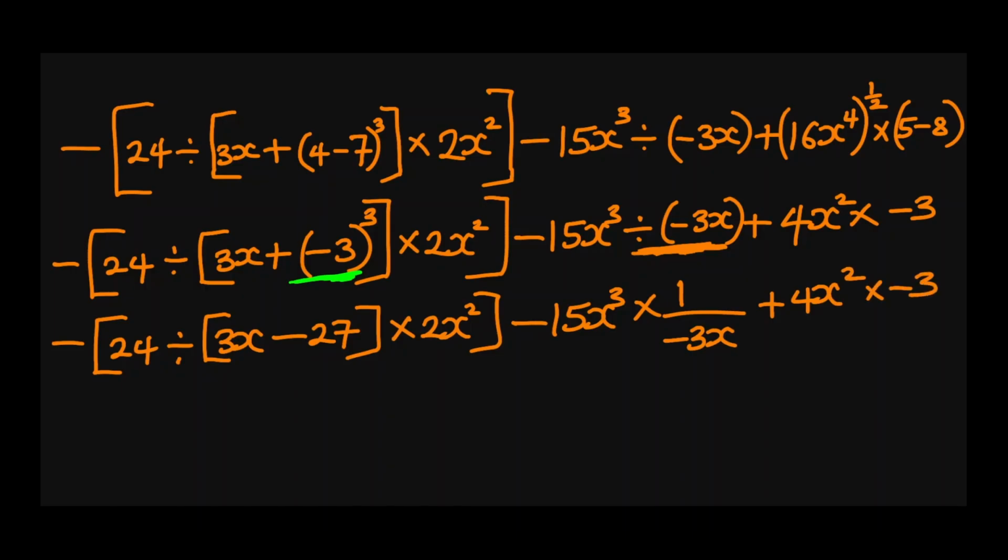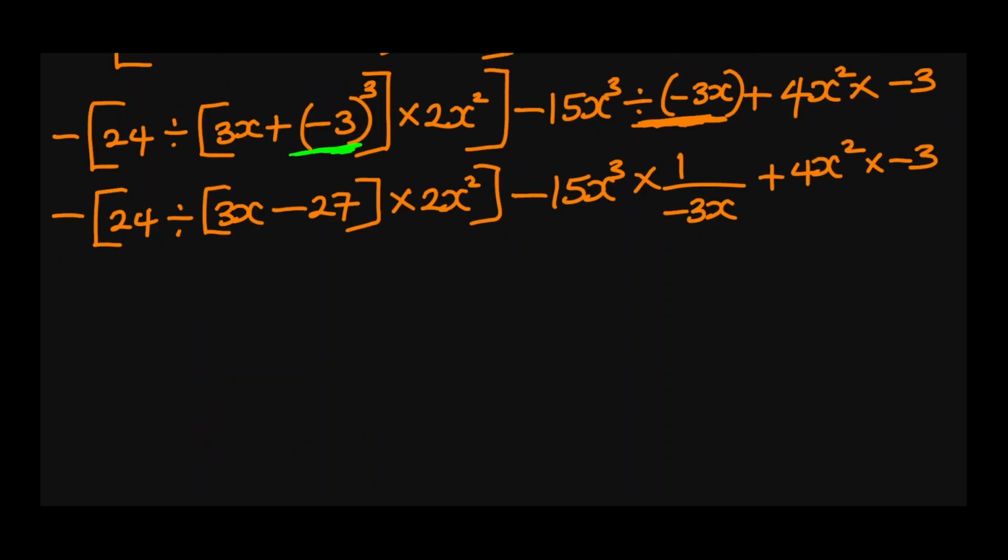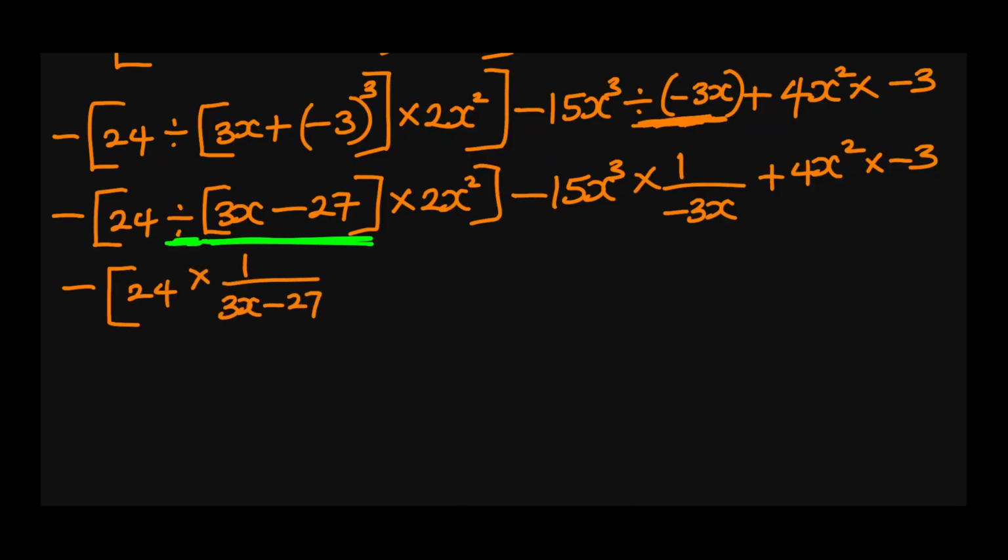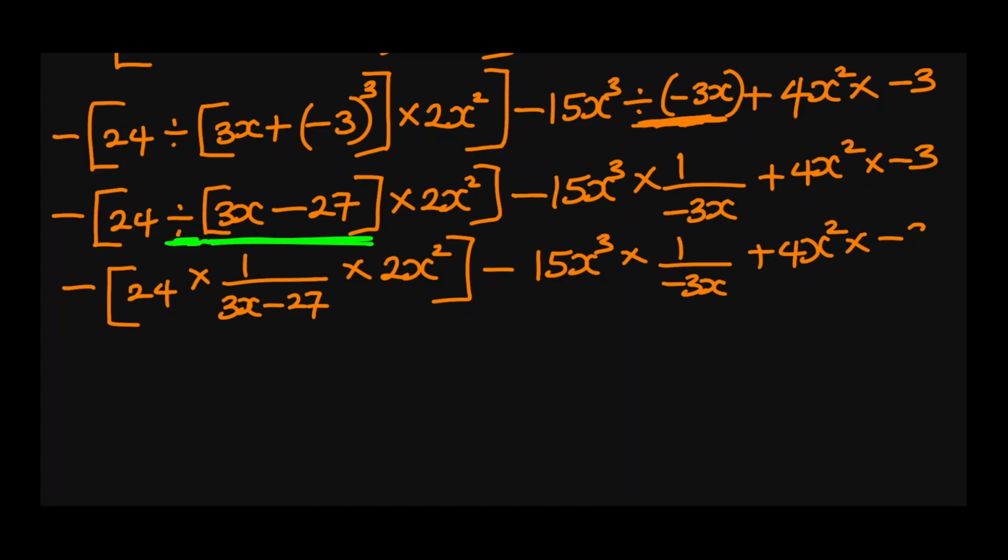We still have the first brackets not yet removed. So we go back there. Now, how do we remove this bracket here? Remember that the division sign beside it belongs to everything in the brackets. So if we are converting it to multiplication, everything has to go down. So this gives us minus bracket open 24 times 1 over 3x minus 27 times 2x squared bracket closed minus 15x raised to power 3 times 1 over minus 3x plus 4x squared times minus 3.